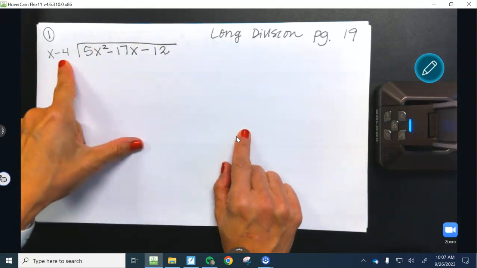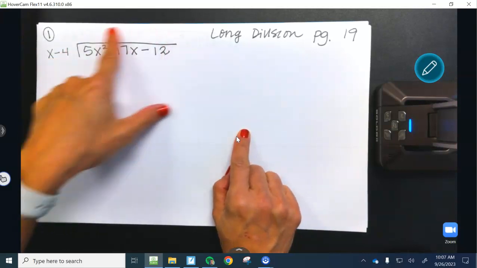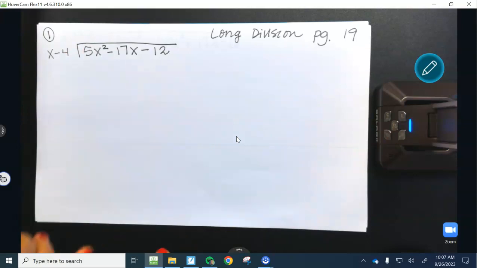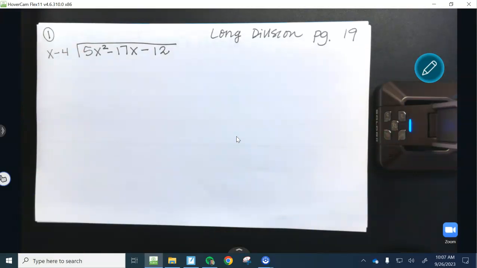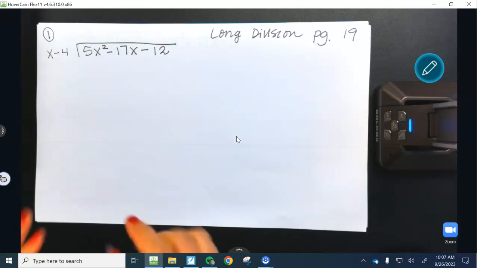All right, so let's get started. On your problem 1A, will you please write it in long division form like this? If you notice, it is your factor problem, so we're going to check to see if you factored correctly. Okay, a couple of things that we need to remember.